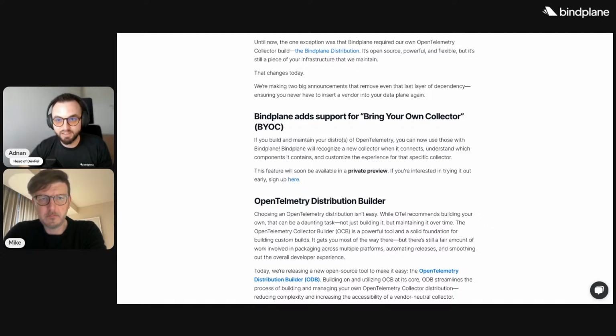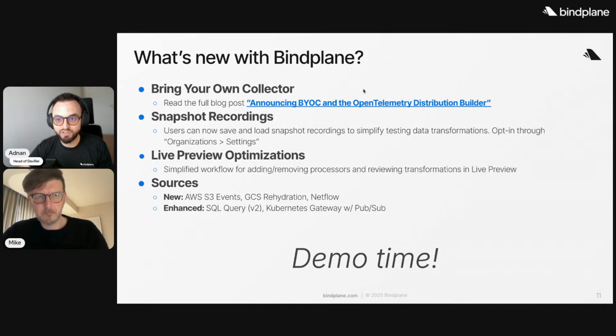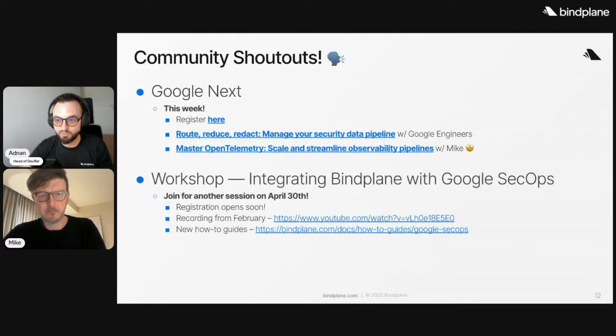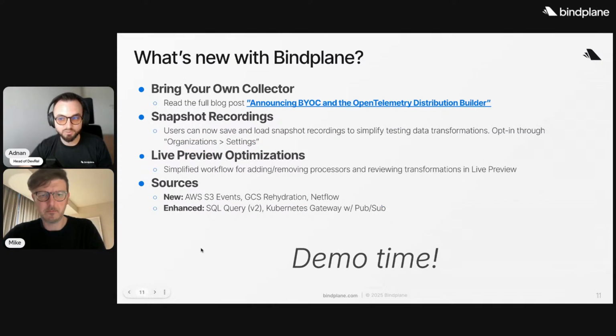And that's just building on top of the user-friendly or user experience developer friendliness that we have. I think that's a phenomenal, amazing take on that as well. And yeah, that's the highlight for the month, I'm gonna say. But out of other really cool feature updates that we have, we now finally have snapshot recordings as well. We've also done some live preview optimizations and added in a few new sources for S3 events and GCS hydration and NetFlow. Specifically, out of all of these three, there's one I really want to show you.